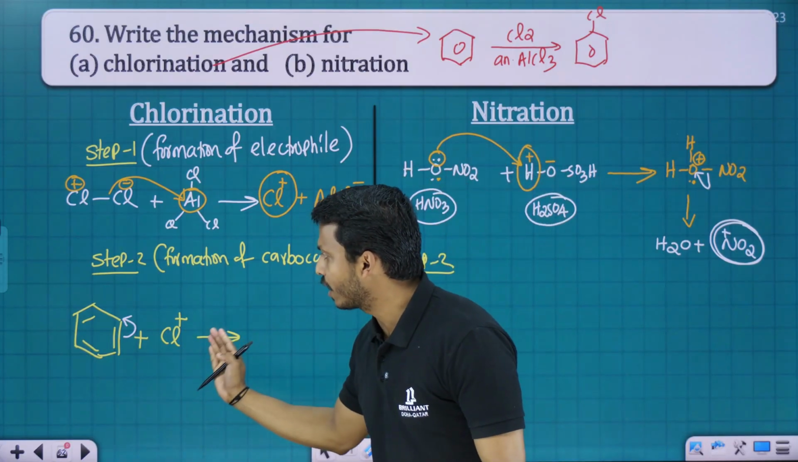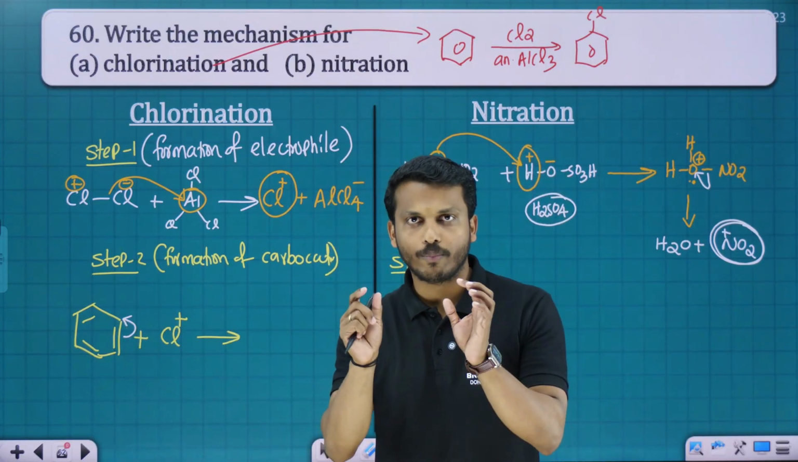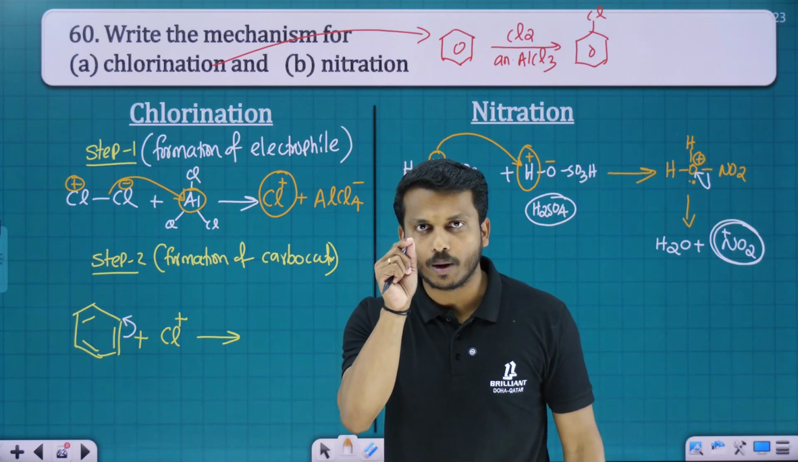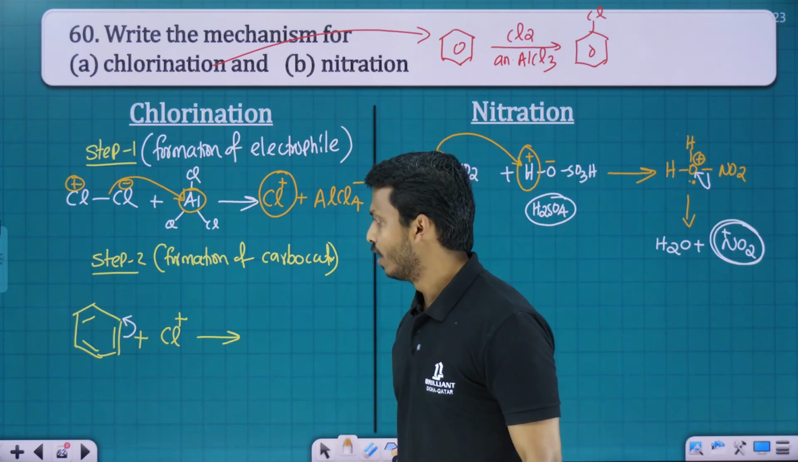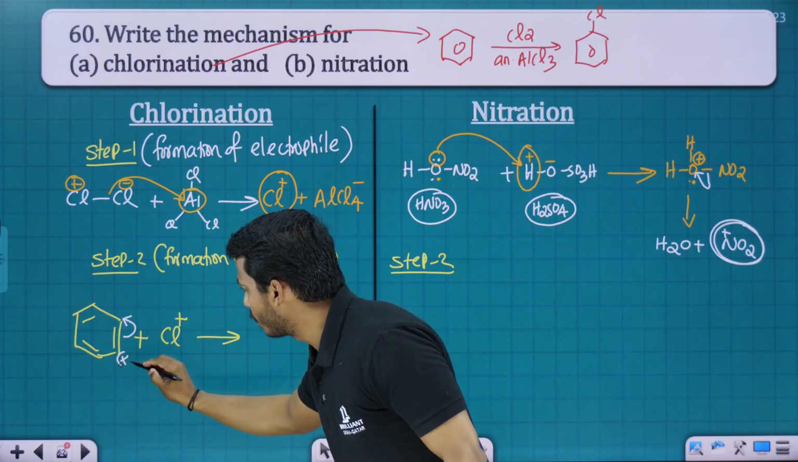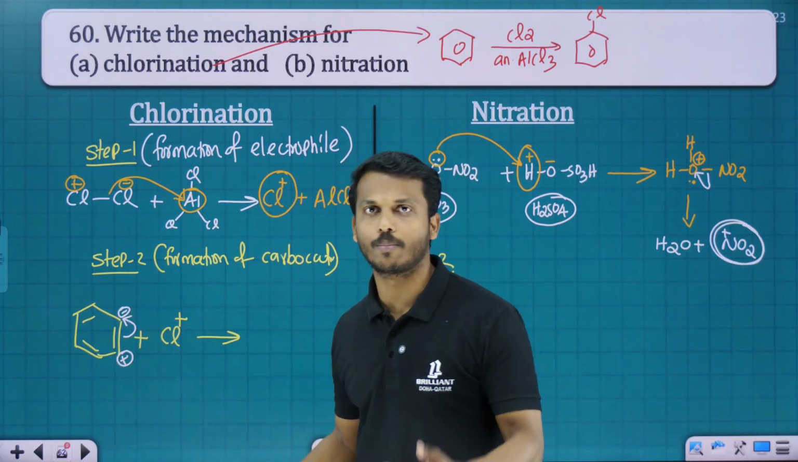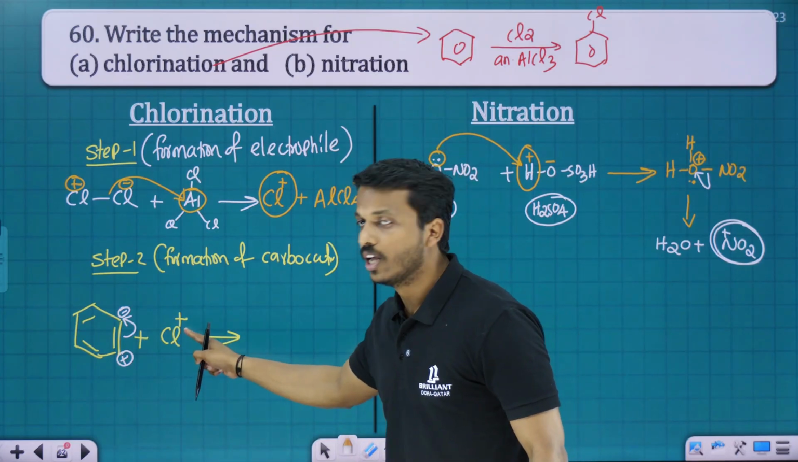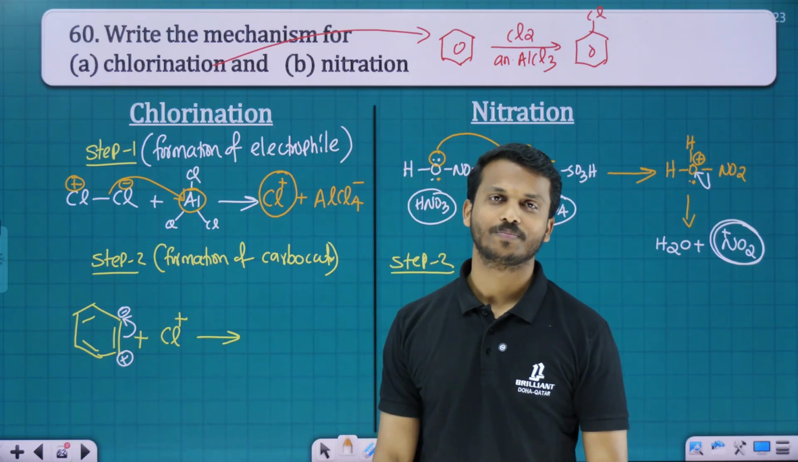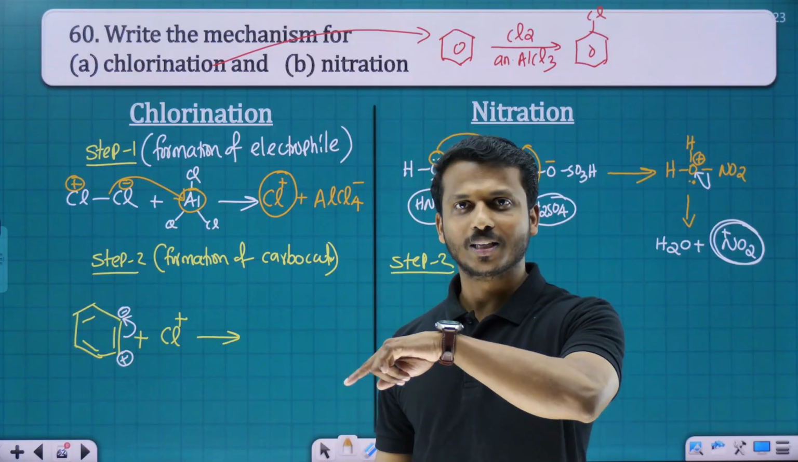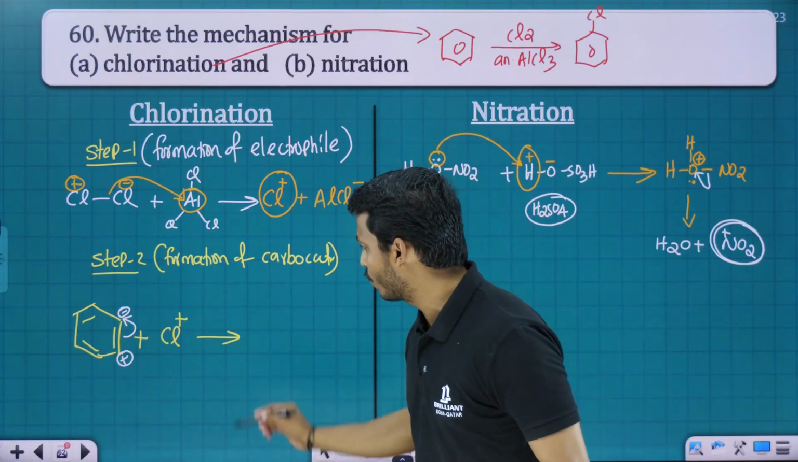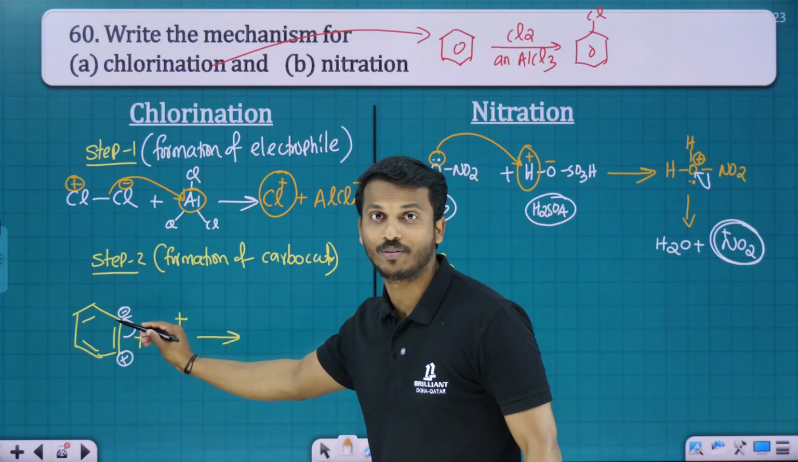When an electrophile comes to a double bond of benzene, one of the double bonds shifts to one of the carbons. So what charge is on this carbon? Plus. And what charge is on this carbon? Minus, because this carbon loses and this carbon gains. Now my question: where will Cl plus attack? One carbon has a plus charge, one carbon has a negative charge, right? Where does Cl plus attack? On the negative carbon.